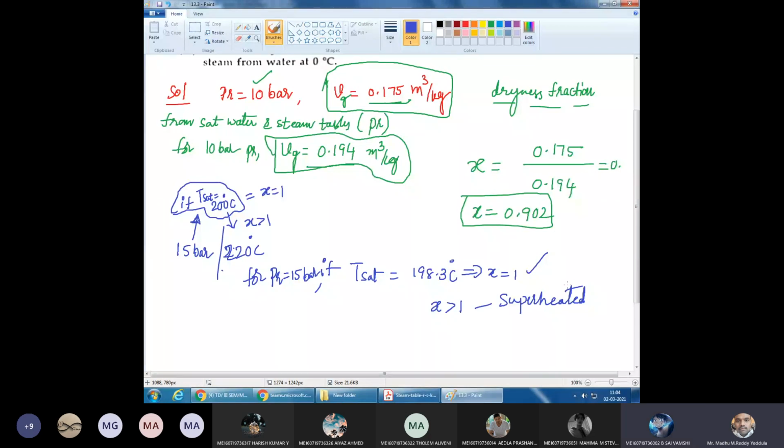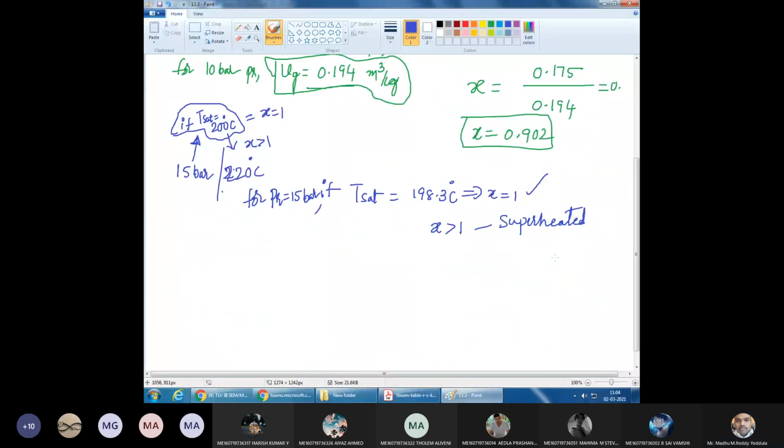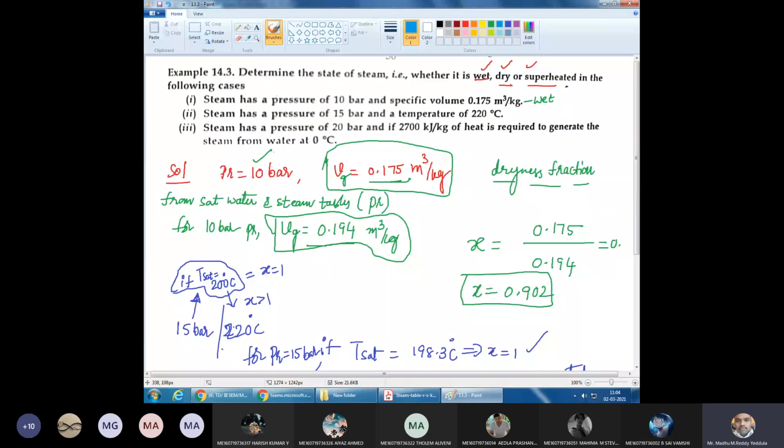No, he is not asking for the dryness fraction, right? He is asking only for the quality, whether it is wet, dry, or superheated. We can write it is superheated. Yes, sir. Next, the third case.